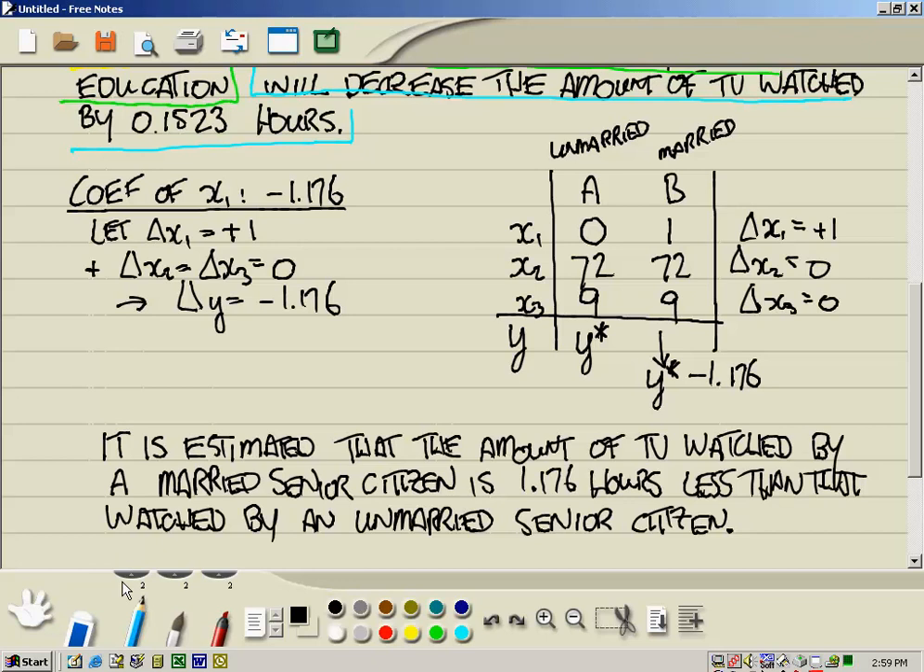Explanation of the negative 1.176, and that's the end of our interpretations, since we're not going to interpret the coefficient of x2, which is insignificant.